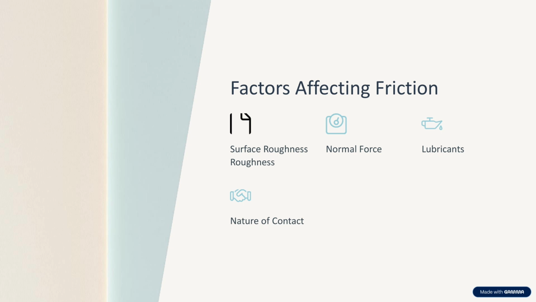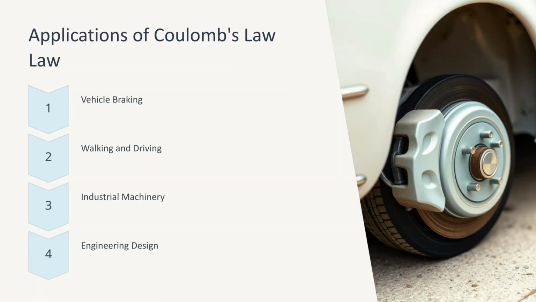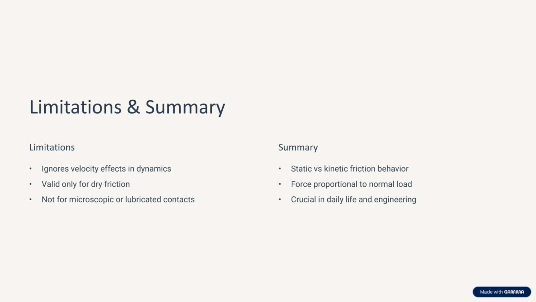Our next point is factors affecting friction. First one is surface roughness, second is normal force, third is lubricants, fourth is nature of contact. Then we can see applications of Coulomb's law. First is vehicle braking, second is walking and driving, third is industrial machinery, fourth is engineering design. So we have learned what friction and Coulomb's law are. Thank you for watching our video.